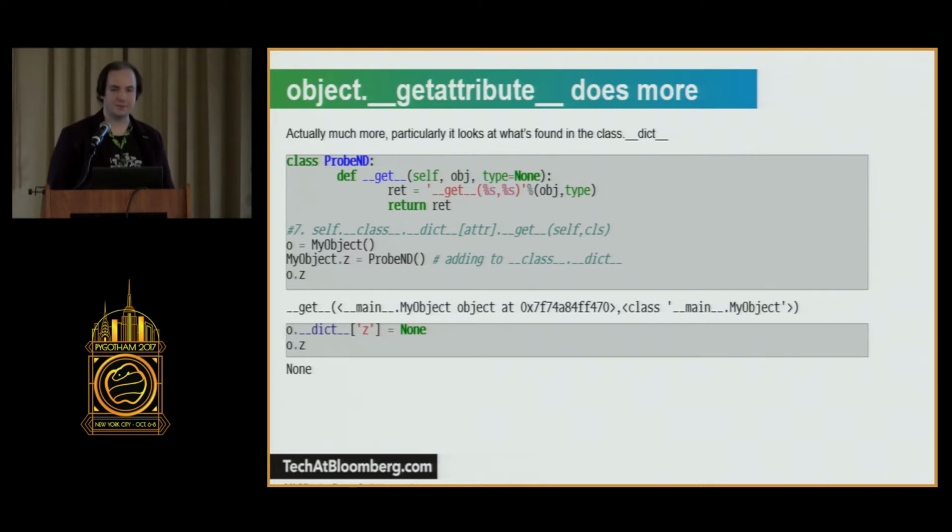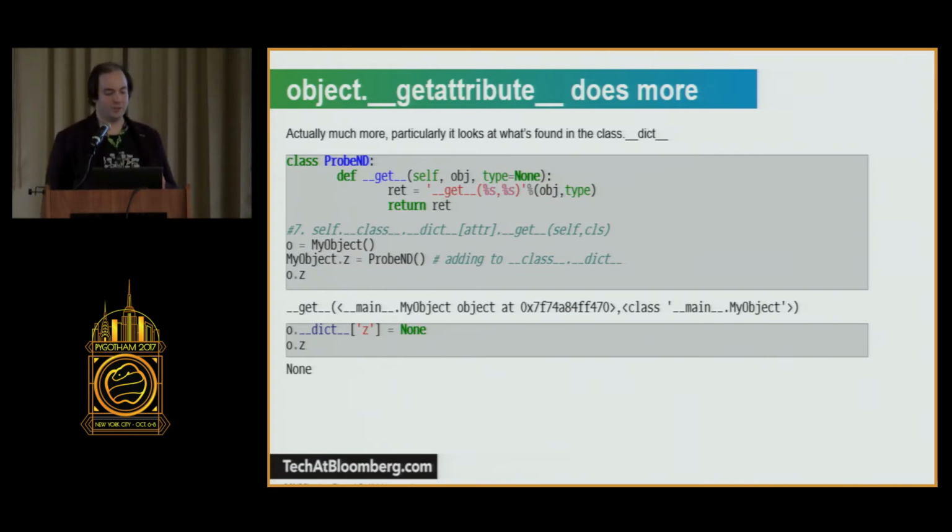Let's take a look at this. We'll define a class called probeND. ProbeND has one method, it's called __get__. And __get__ just puts together a string and returns it so we can see what happened. Then we'll go ahead, create an instance of my object. And I'm not even going to redefine my object. I'm just putting one instance of probeND into the class dict of my object.